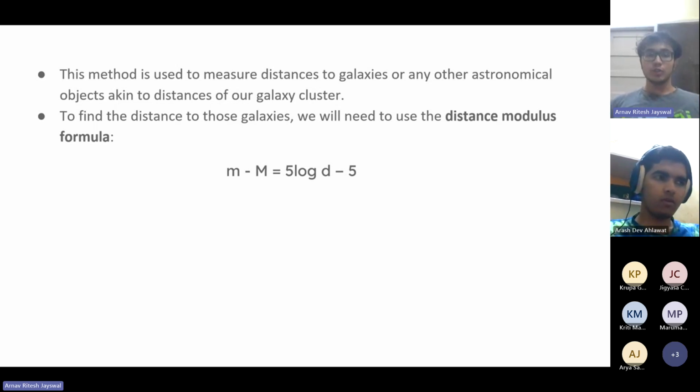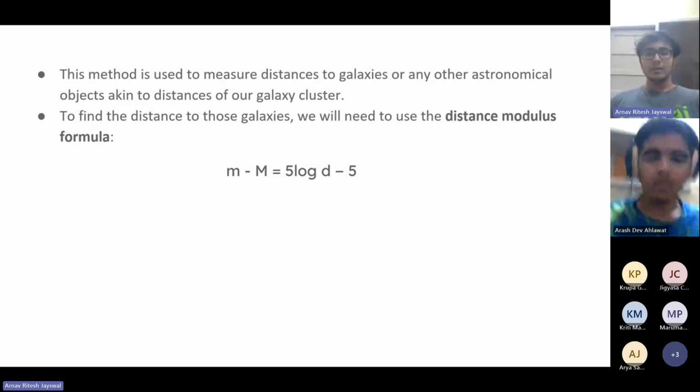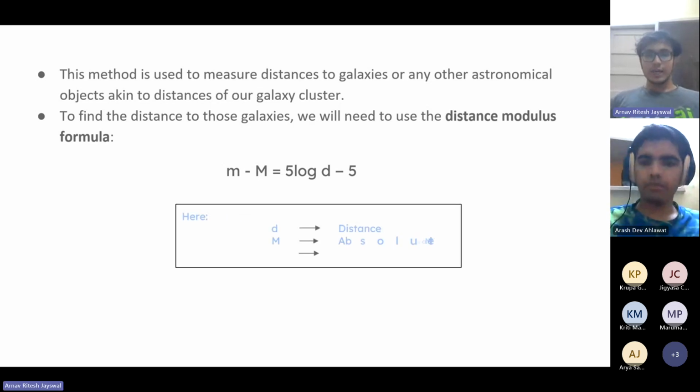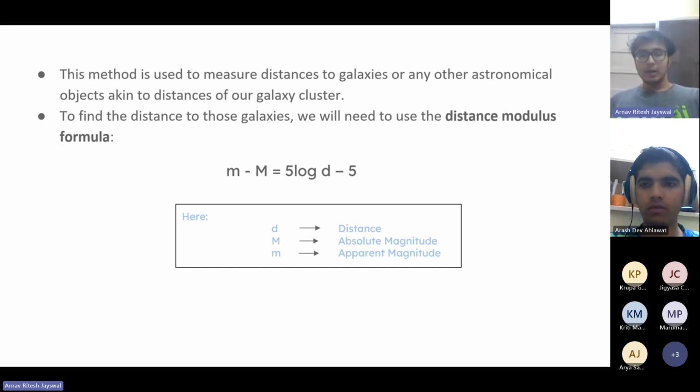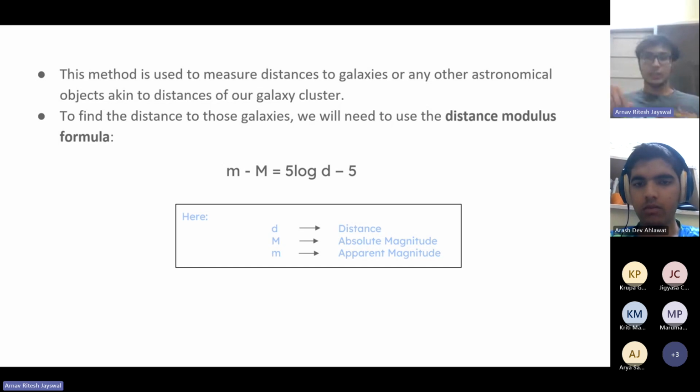The distance modulus formula is given here, and it will be derived in the future slides. Here d is the distance, M is the absolute magnitude, m is the apparent magnitude. So I'll just go in brief about how we get the large M and the small m. The small m is the apparent magnitude. It is the actual magnitude divided by 4 pi x square, because that is the magnitude we see on Earth. So we need to find out the x, or the distance between us and the star.